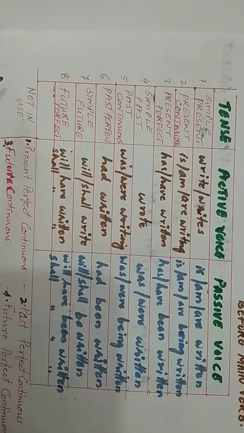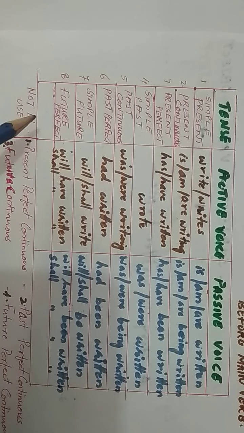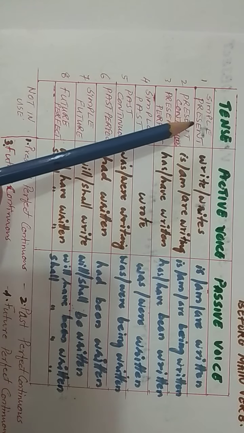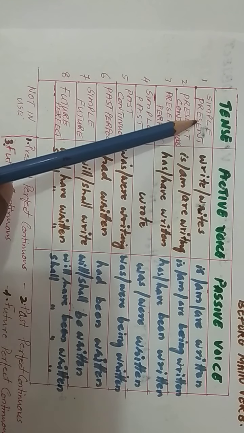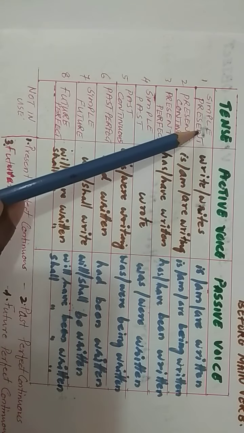One thing we must understand, there are a few tenses we have not used in passive voice, that is present perfect continuous and past perfect continuous. And another one is future continuous and future perfect continuous. So next class we will be dealing one by one with all these eight tenses, with examples.